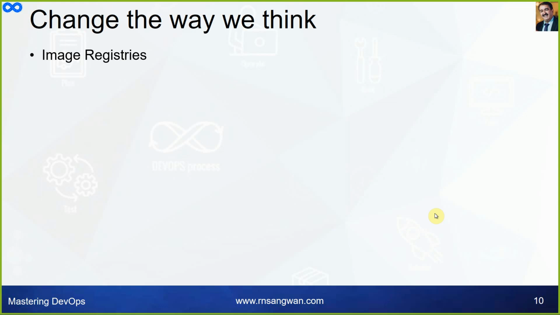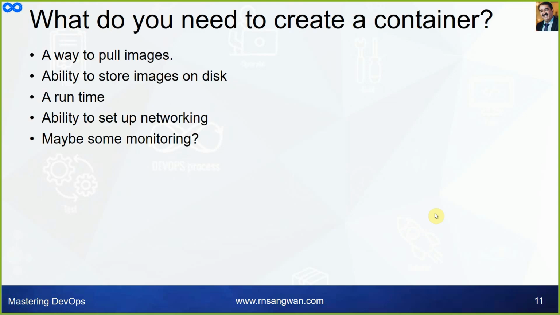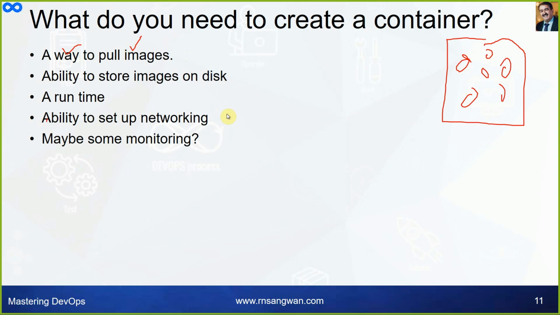Change the way we think. Image registries, container images, containers and OCI. We need to change our mindset, change our thinking. What do you need to create a container? You need a way to pull the images from a registry where the images are kept like ISOs. So you need to pull these images from the registry. Ability to store these images on the disk. You probably have to create a storage or image registry on your local machine also to pull these images from the registry to your local machine.